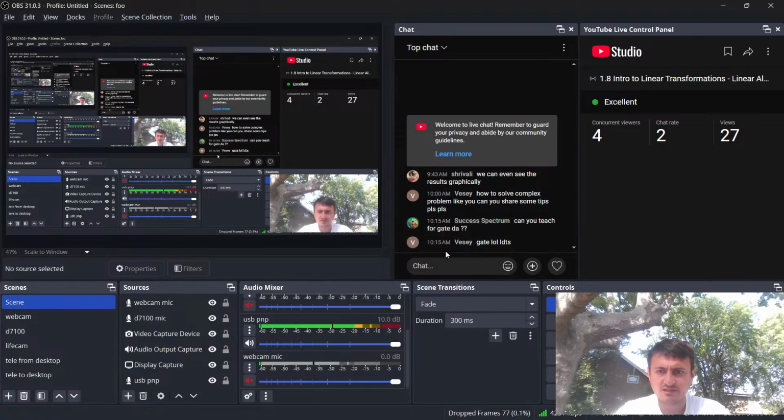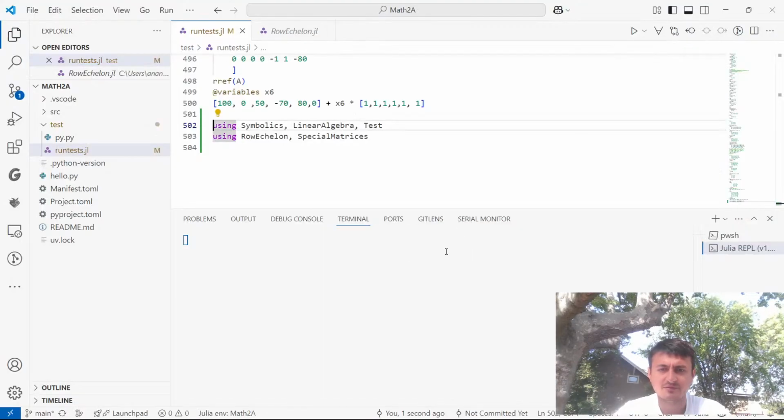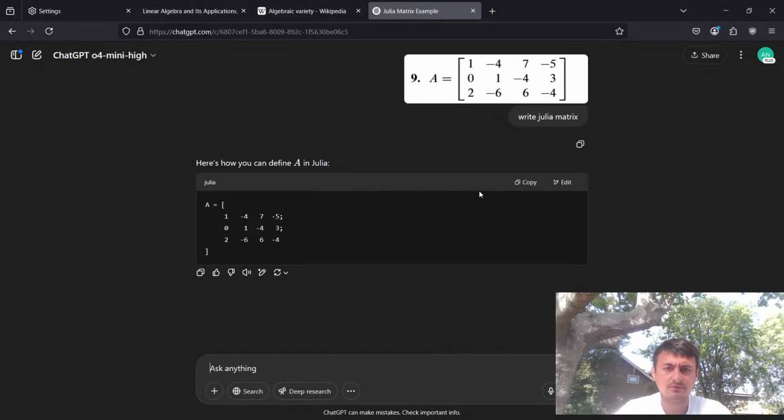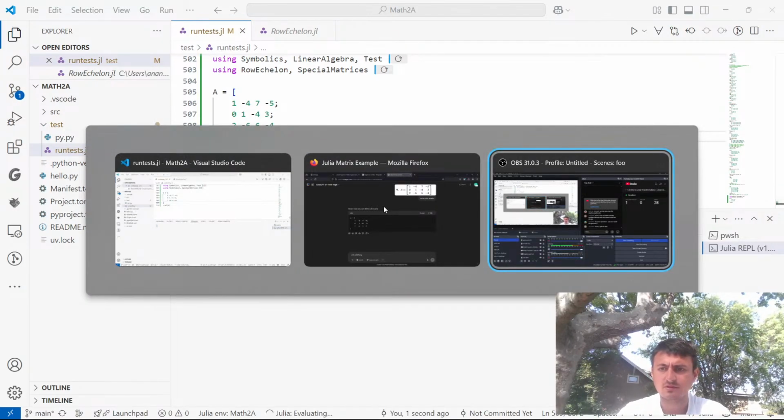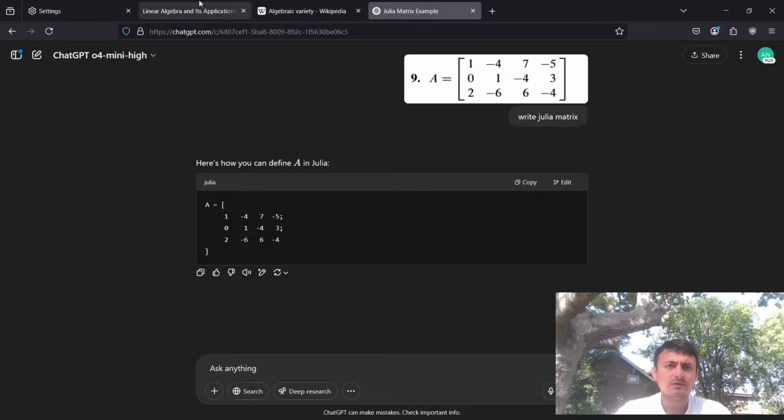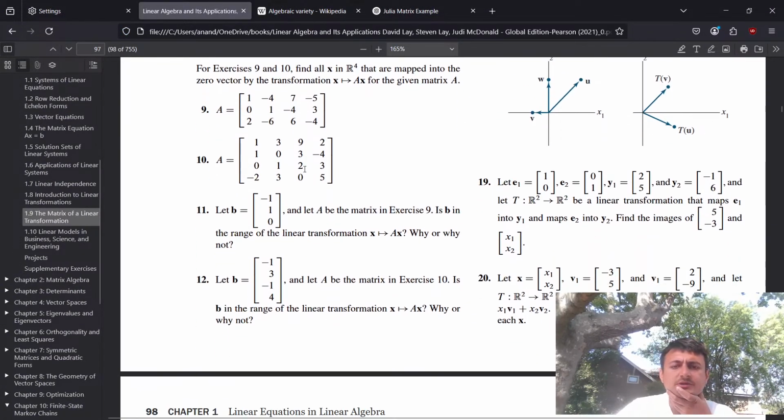I don't even know what that is. For gate? I don't even know what that means. All right. So you got this. Now you got this. Now we'll just call R ref of A. Gotta wait for it to start up. All right. Let's keep reading.